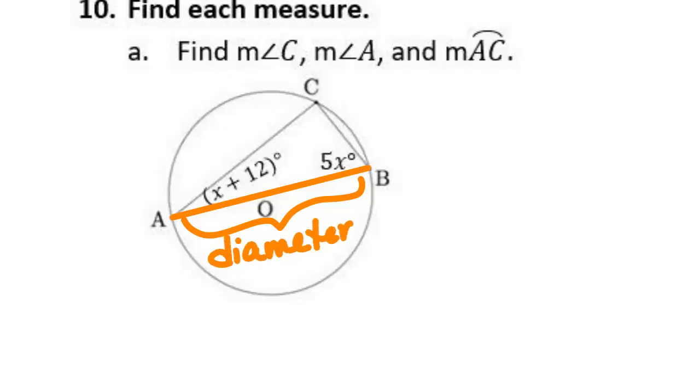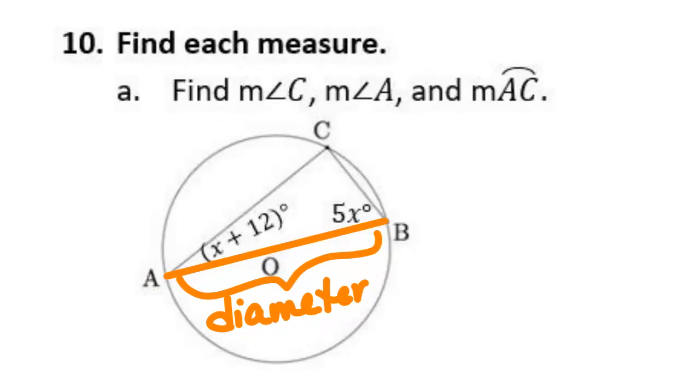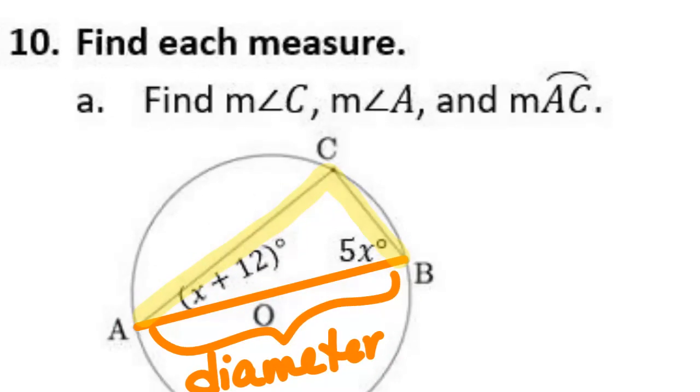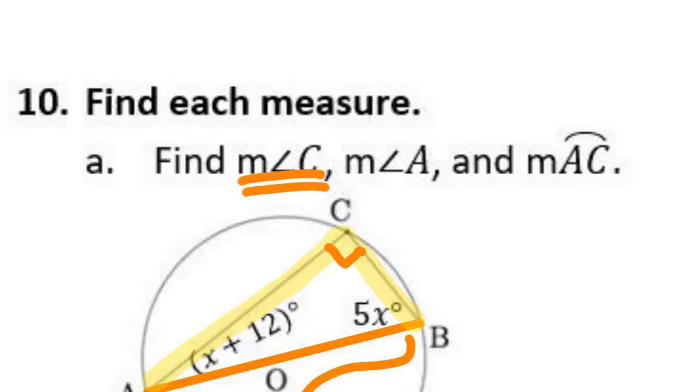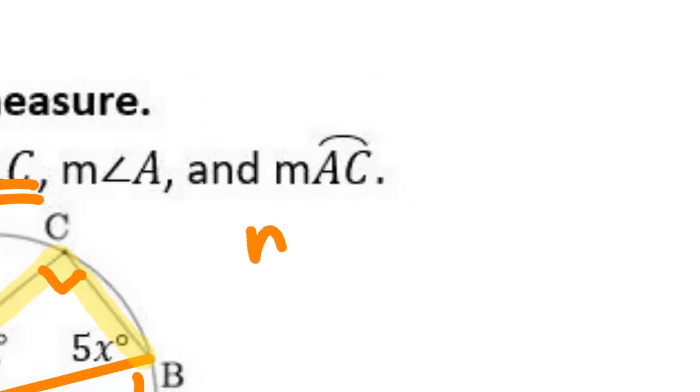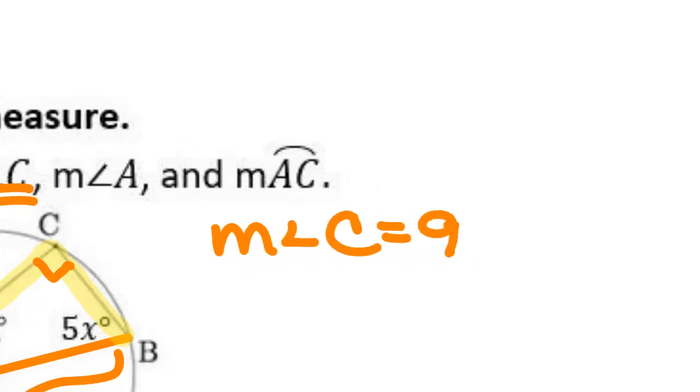What is the angle that is intercepting that diameter? C. ACB or just C. Either one of those would be fine. ACB or angle C. Since it's intercepting a diameter, it has to be what type of angle? Right angle. This has to be a right angle. That is the first thing they asked me. Find the measurement of angle C. Well, the measurement of angle C is 90 degrees.